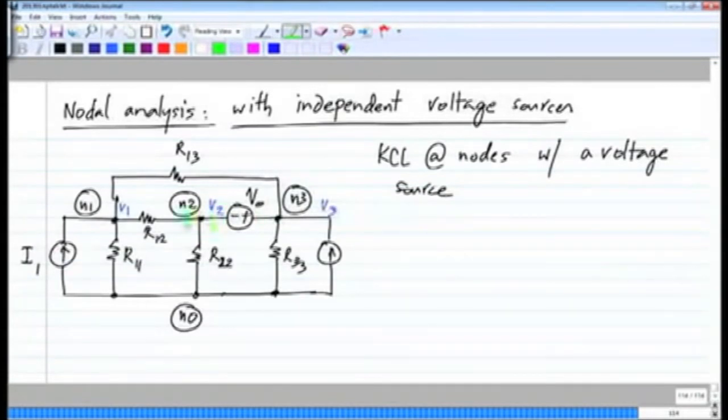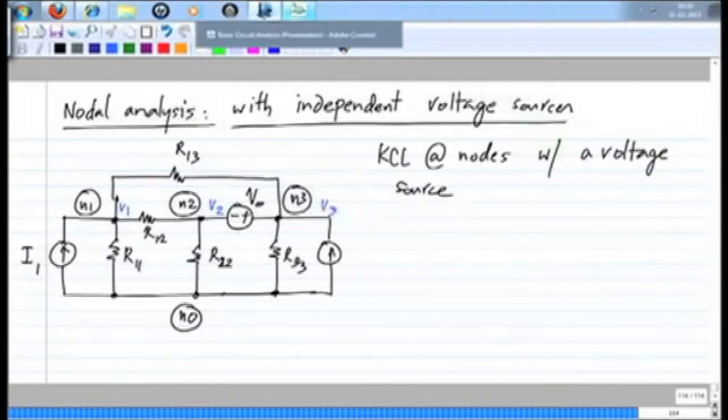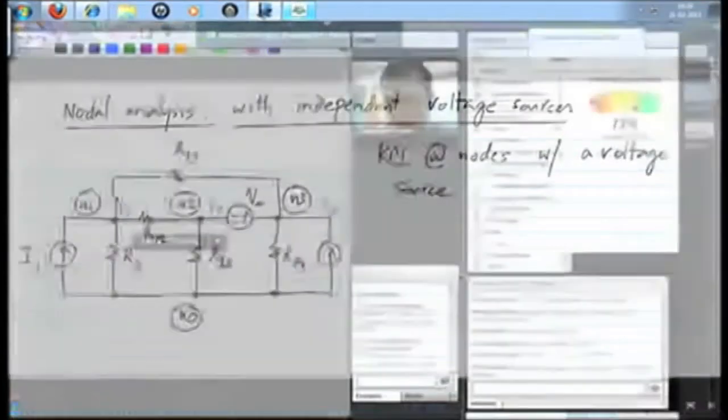KCL is still valid. The current going here plus the current going there plus the current going there is 0. But the problem is, earlier when we had a resistor, we could express the current as this conductance times the voltage difference, V2 minus V3. Now we don't know what the current is through a voltage source. By definition, it will support any value of current. So that is the problem with doing nodal analysis when you have independent voltage sources.